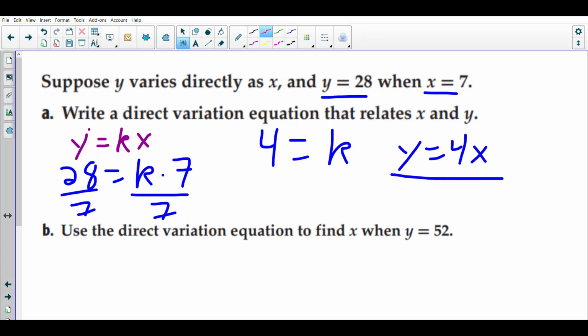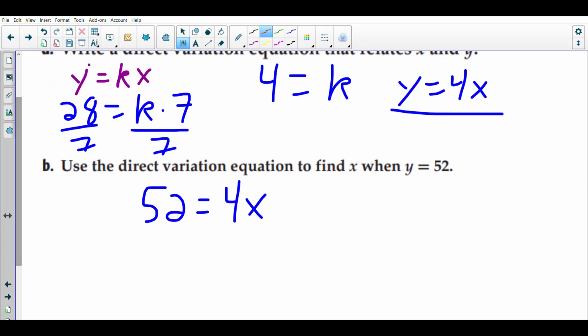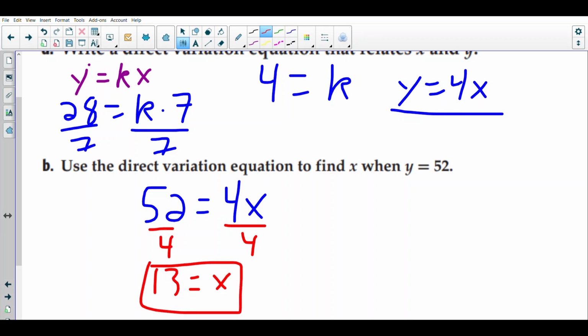to finish part B. Use the direct variation equation to find x when y is equal to 52. So now I'm given a different y value, 52. So if 52 is y, I just plug that in, so I get 52 equals 4x. And like I said, we want to find what x is. So to solve, we simply divide by 4 on both sides. So we end up with 13 is equal to x. And there you have it.